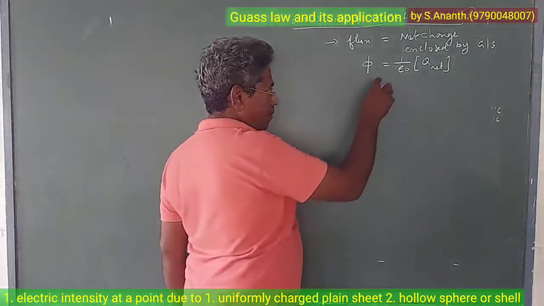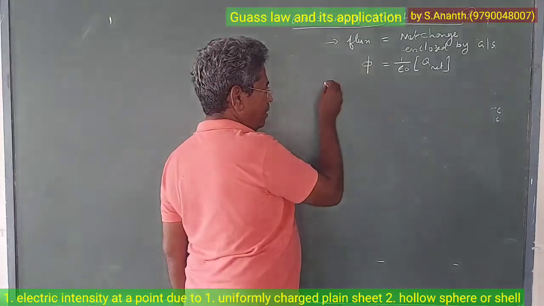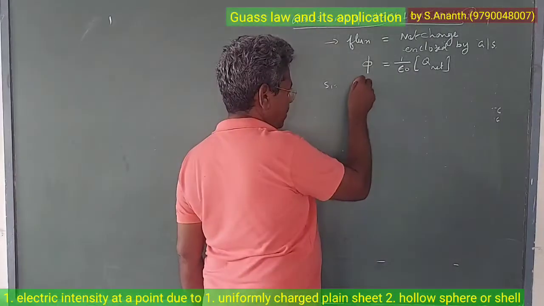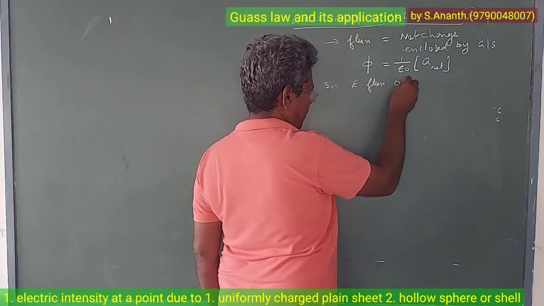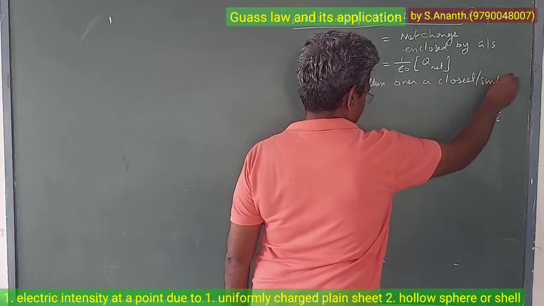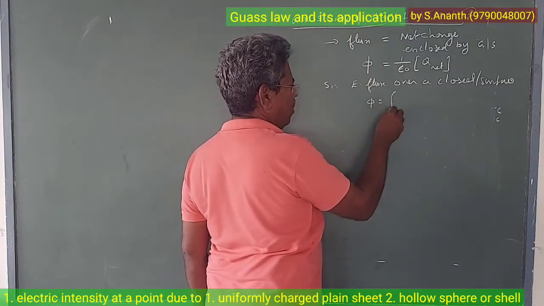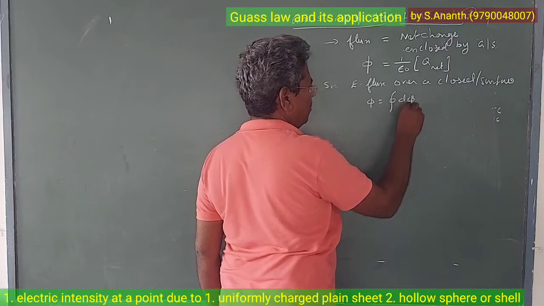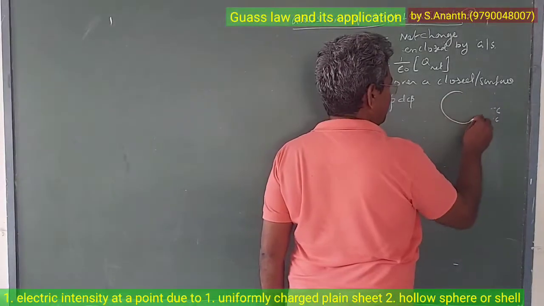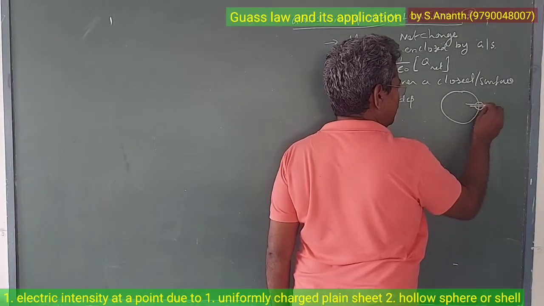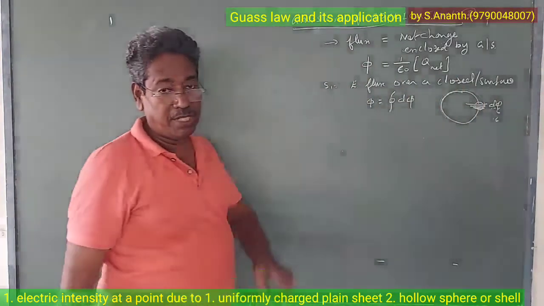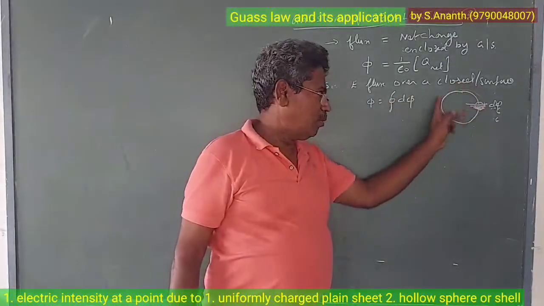But again, Gauss law is applicable only for a Gaussian surface. There are two steps. Step number 1, how to find out flux. The electric flux over a closed surface: for a small area, the number of lines crossing the given area is d phi, and the total we can obtain by the integral over a closed surface.